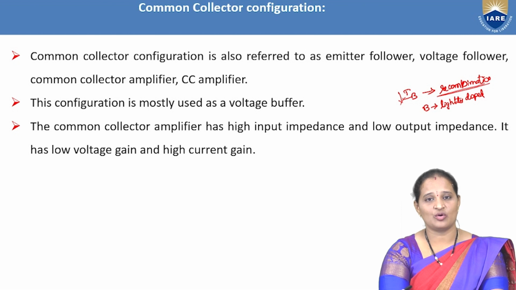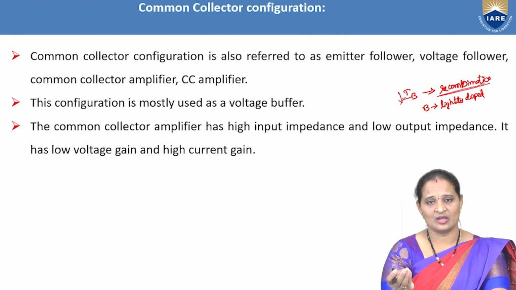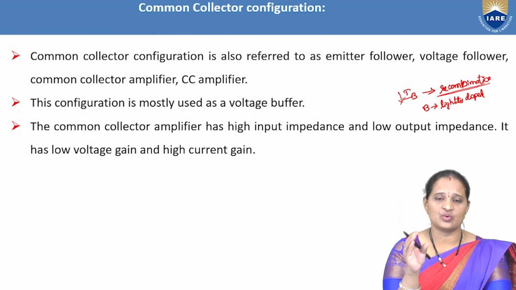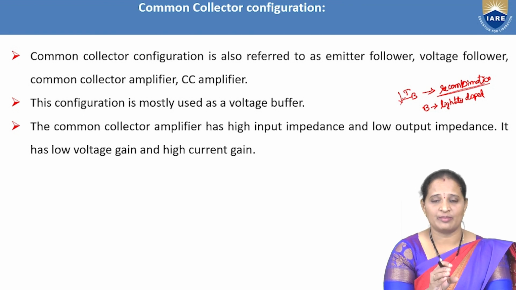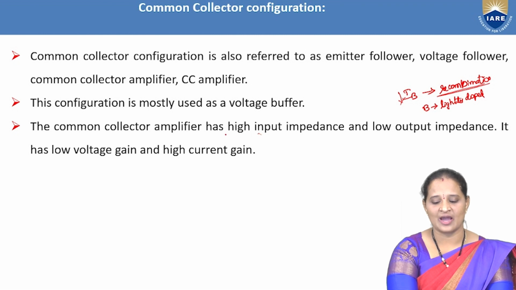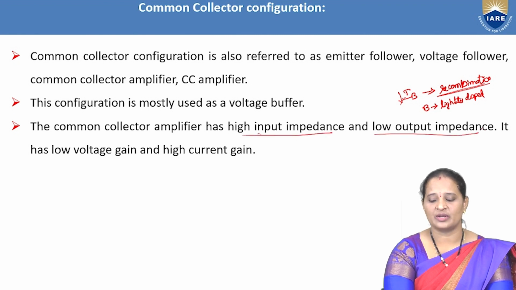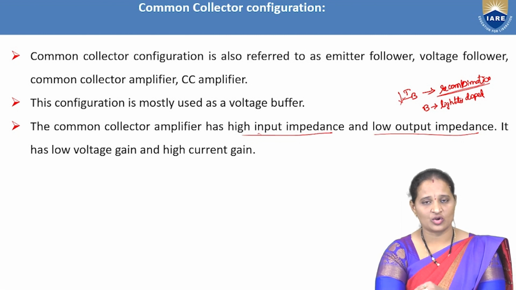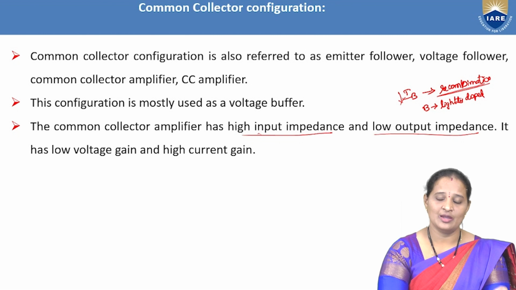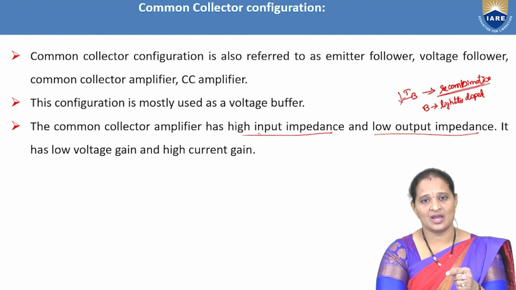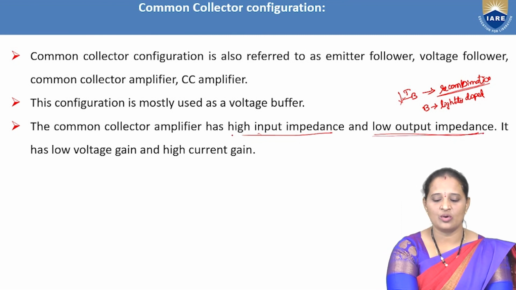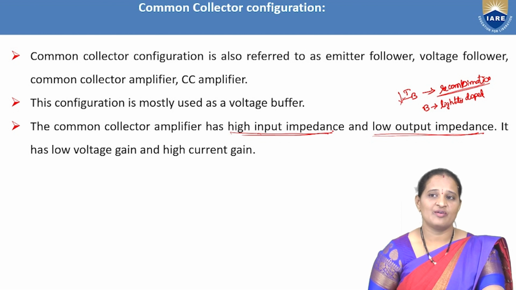Input impedance is high because the input is applied to the base terminal, where the base current is very less, and the less current flows only when there exists more impedance. So that is why input impedance is high as well as low output impedance. Why are we getting low output impedance? Because we are taking the output across the emitter terminal, where the emitter terminal is forward biased. Under forward bias condition, the diode offers very low impedance. So that is why the output impedance is low, whereas the input impedance is very high.